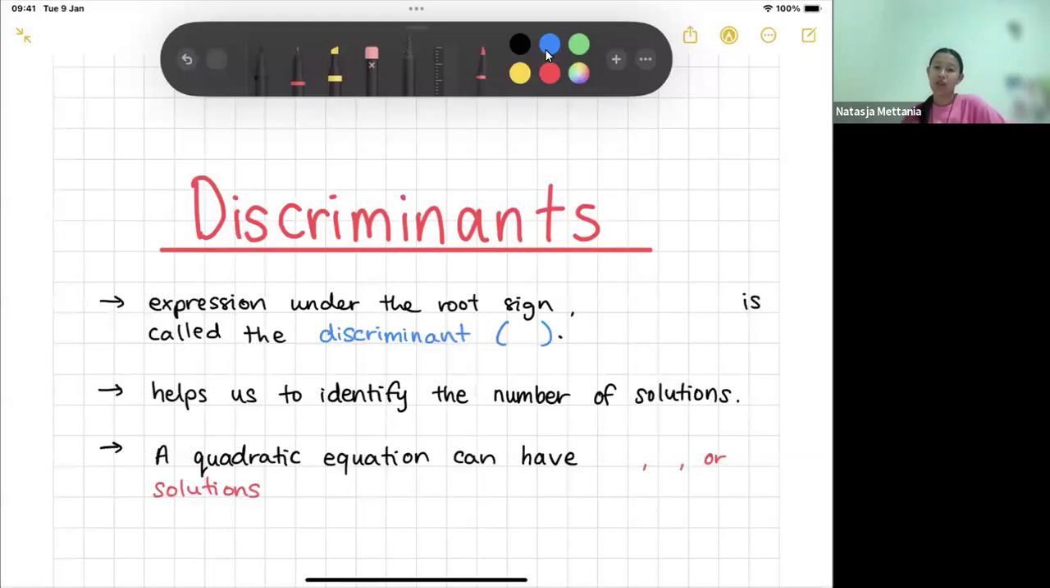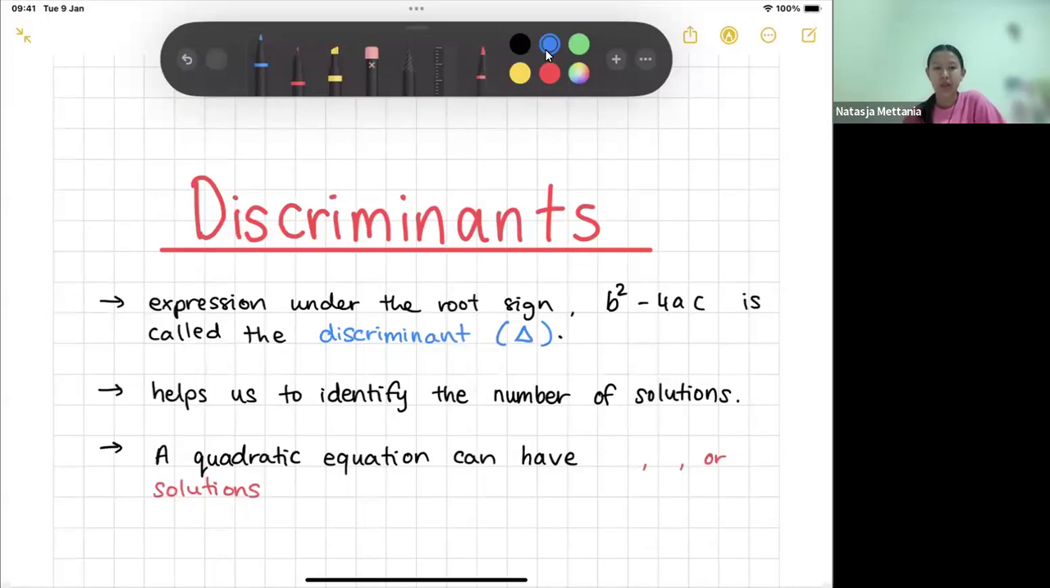Discriminants is basically the expression underneath the square root sign in your quadratic formula. That expression underneath the square root is b squared minus 4ac. That is what I use to find my discriminant. Another way that you can write down the discriminant is with this triangle here. Just a little background info.